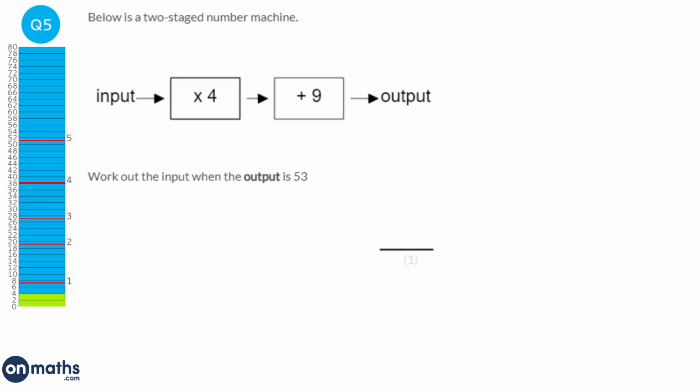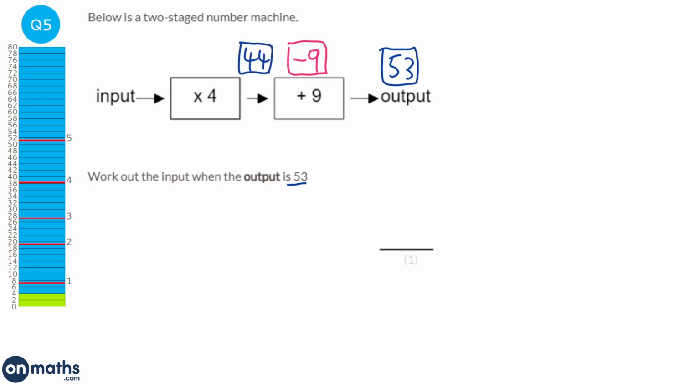In this question we're given the output as 53, so we know that the output was 53. So now we've got to work backwards, and when we work backwards through a function machine or a number machine, we do the opposite of what it says. So this first one says +9, but when we go backwards we do the opposite, which is take away 9. So we do 53 take away 9, which is 44.